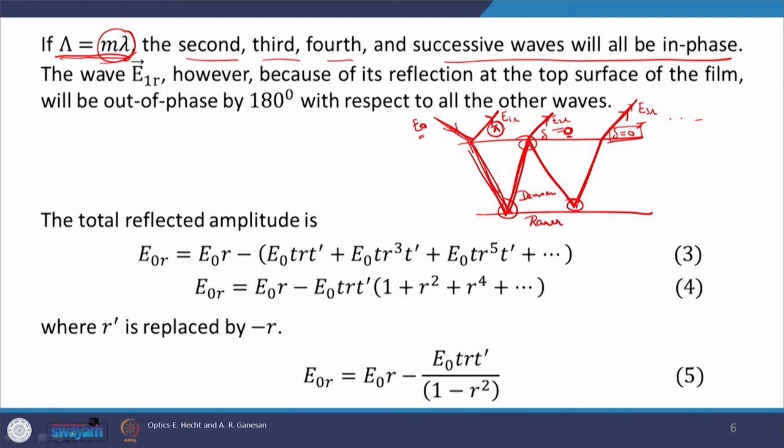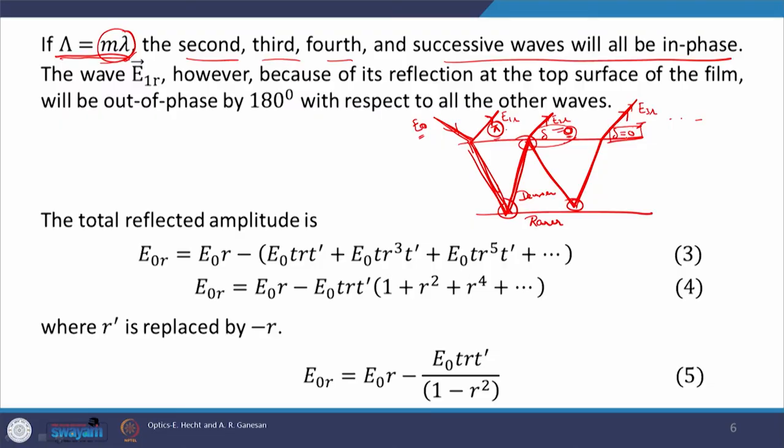Okay? The phase difference between E1R and E2R is pi, because E1R itself accumulates a phase pi due to the reflection. E2R does not accumulate extra phase. Okay? E3R also does not accumulate any extra phase. Similarly, E4R also has a phase difference of 0. It means E2R, E3R, E4R, E5R, they all would be in phase, okay? While E1R would be out of phase by 180 degrees with respect to E2R, E3R, E4R and so on, okay? Therefore, due to this R is equal to minus R prime relation, the Stokes relation, we have this extra phase difference of pi.